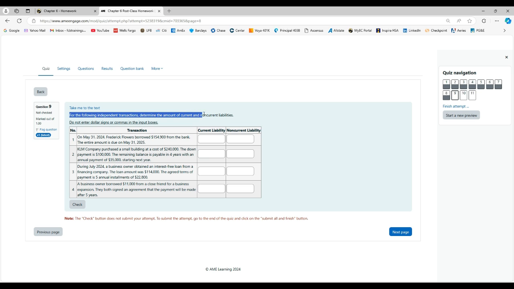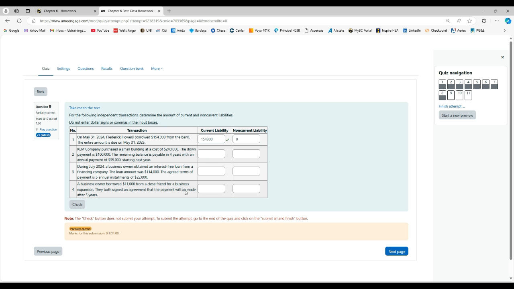Okay, for the following independent transactions, determine the amount of current and non-current liabilities. On May 31st, we borrowed $154,900 from the bank. The entire amount is due on May 31st, so it's all due within 1 year. The current is going to be the total, and the non-current is going to be zero, which I think is what they're asking us to do in this problem.